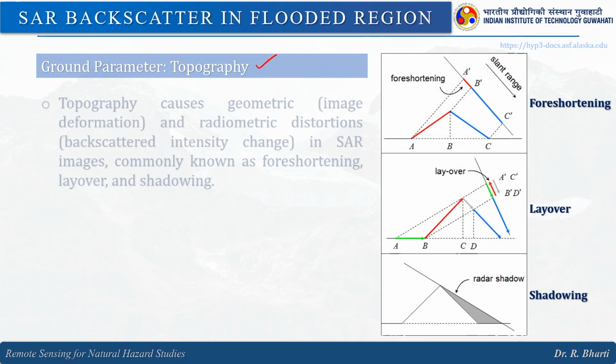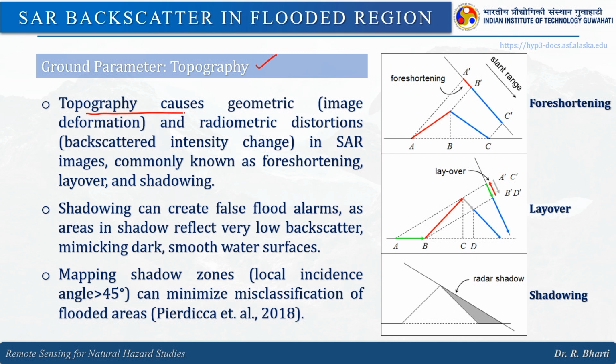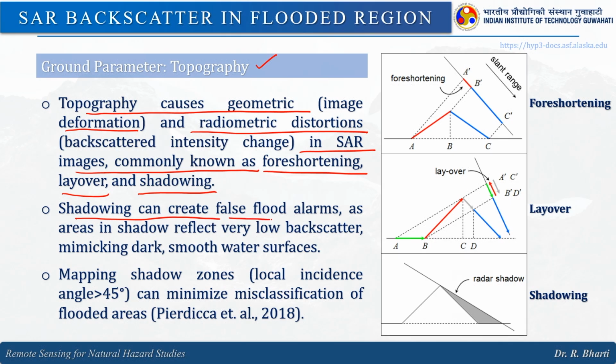Then comes the topography. The topography causes geometric or image deformation and radiometric distortion in SAR images, commonly known as foreshortening, layover or shadowing, right. Shadowing can create false flood alarms as areas in shadow reflect very low backscattered value, which will mimic the dark and smooth water surfaces, right.